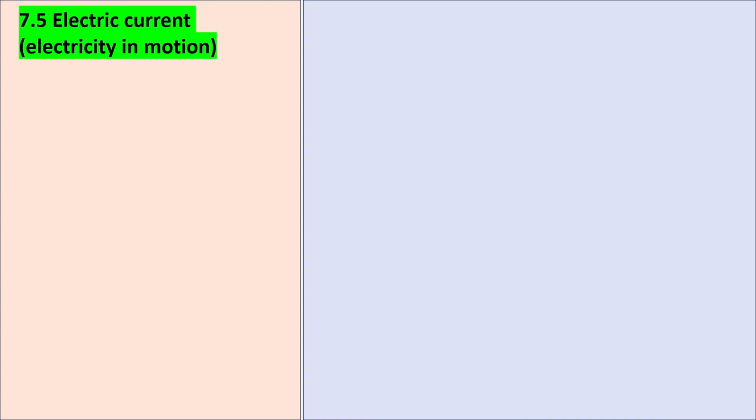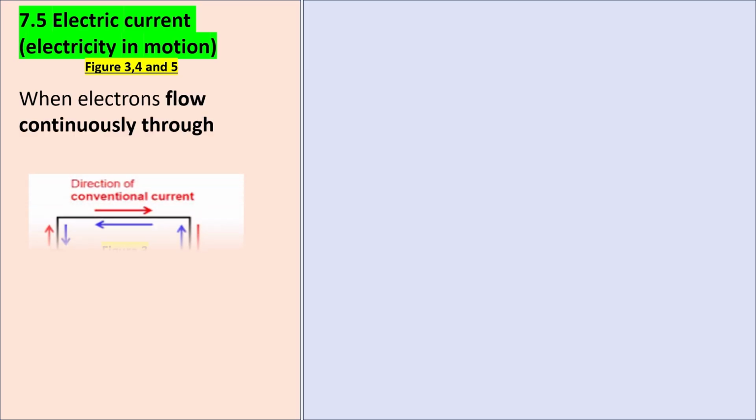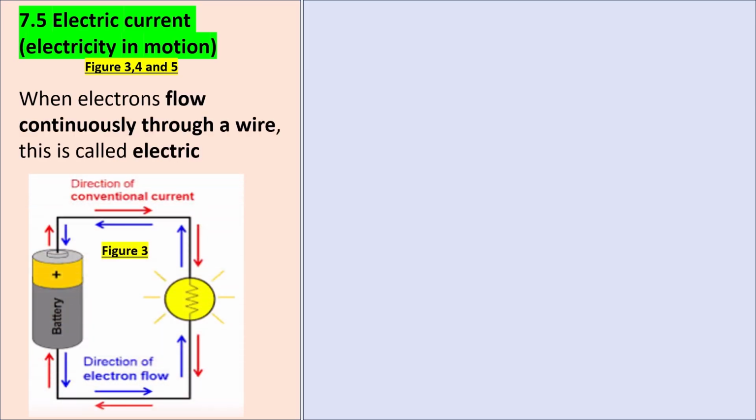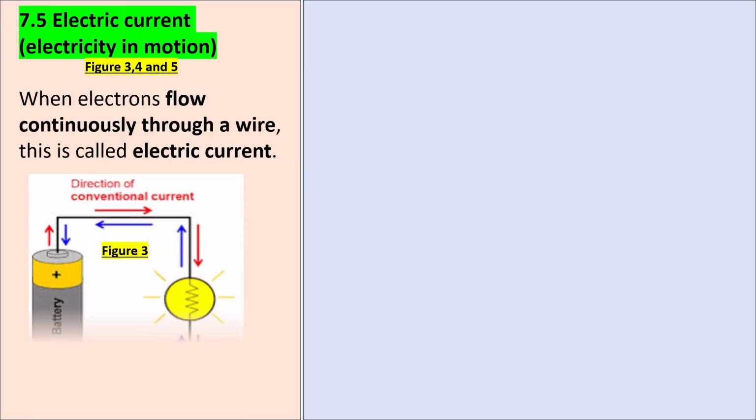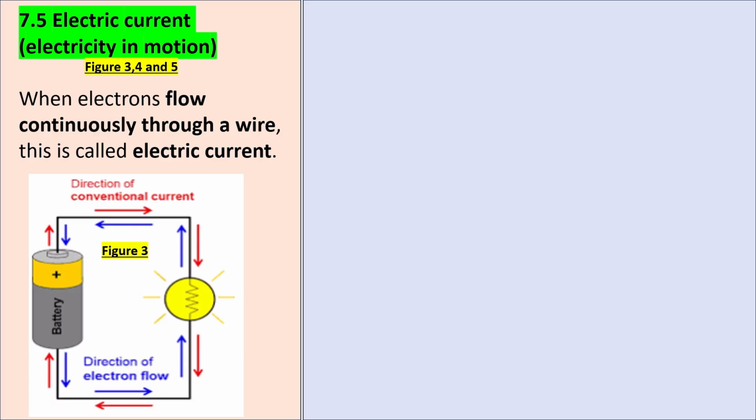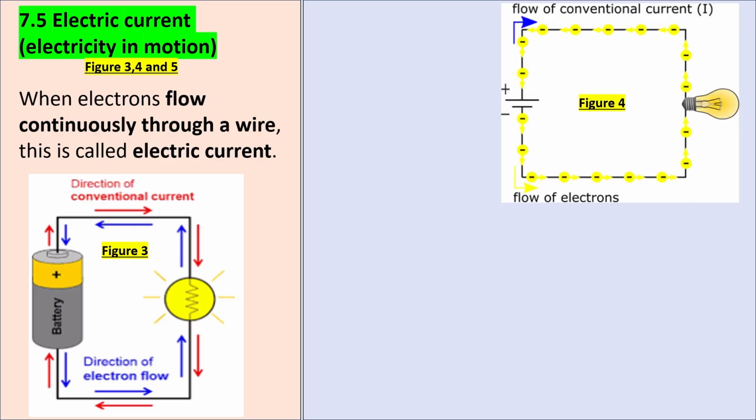Electric current. Electricity in motion. Figures 3, 4, and 5. When electrons flow continuously through a wire, this is called electric current. You'll see the red arrow shows conventional current, which is positive to negative, and the blue one is the direction of electron flow, which is negative to positive.